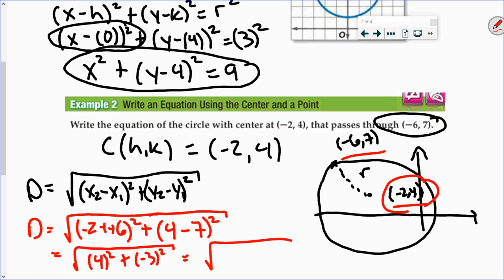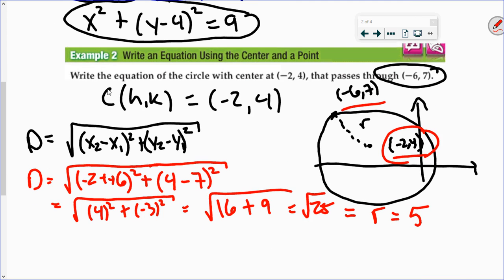This is the square root of 4 squared, which is 16, plus -3 squared, which is 9. This is the square root of 25, which gives us a radius equal to 5. Square root of 25 is 5. So that's why we had to find the radius, because it wasn't given to us. We had to find the distance from the center to this point out here on the circle. We used the distance formula to find the radius.